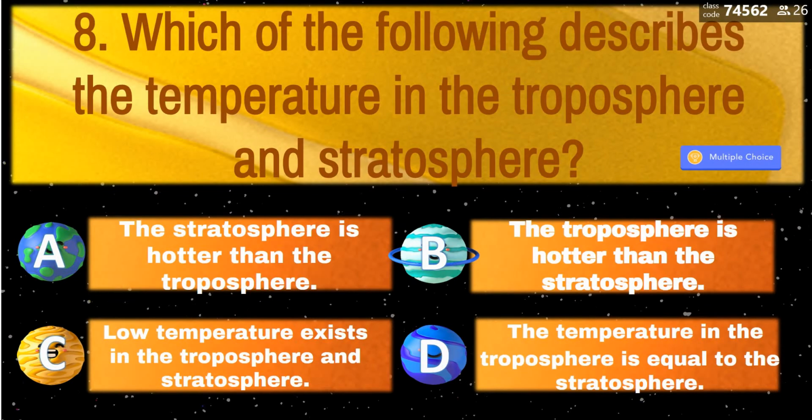Number 8. Which of the following describes the temperature in the troposphere and stratosphere? A. The stratosphere is hotter than the troposphere. B. The troposphere is hotter than the stratosphere. C. Low temperature exists in the troposphere and stratosphere. Or D. The temperature in the troposphere is equal to the stratosphere. Correct. That is letter A. The stratosphere is hotter than the troposphere.